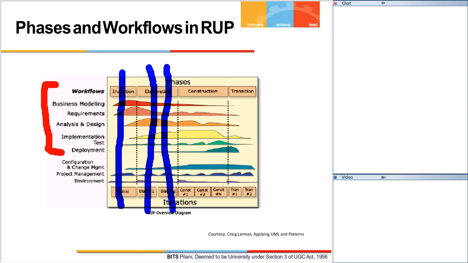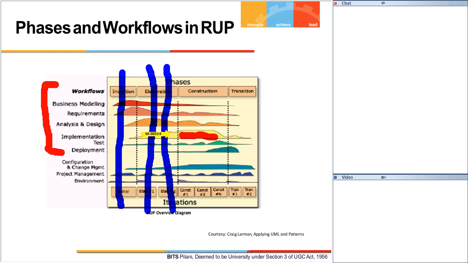So if you see in this construction phase, there is still a little bit of business modeling, still a little bit of requirements, still a little bit of analysis and design. In fact, more of analysis and design, but too much of construction, right? So if it is the construction phase, it has its major emphasis on implementation, on construction and testing. However, there is work going on in the other disciplines as well, right?